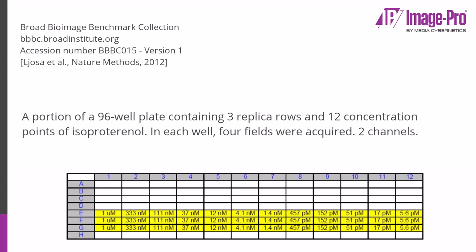This dataset is downloaded as a folder of files and represents a 96 well plate containing 3 replica rows, each of which represents 12 concentration points of an agonist. In each well there are 4 fields, and in each field there are 2 channels.